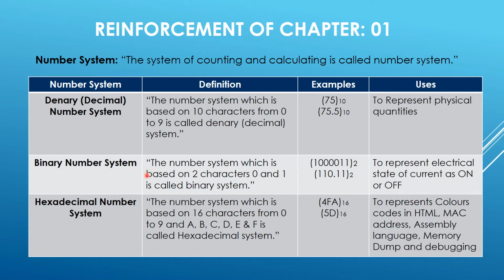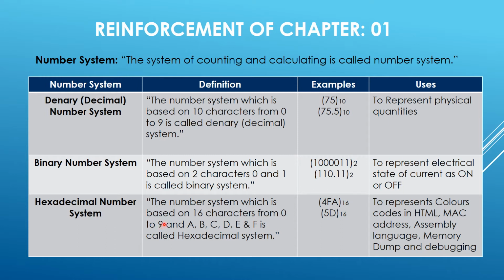The number system which is based on two characters, 0 and 1, is called binary number system. For example, 1000011 with base 2 is a binary number, or 110.11 with base 2 is also a binary number. So any number with a combination of zeros and ones with base 2 is known as a binary number. Binary numbers are used to represent electrical states of current or voltage as on or off. So on is said as 1 and off is said as 0.